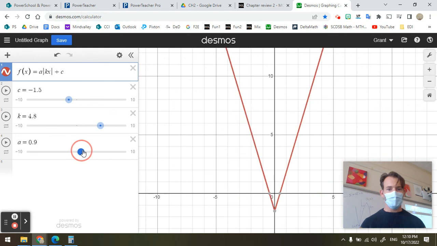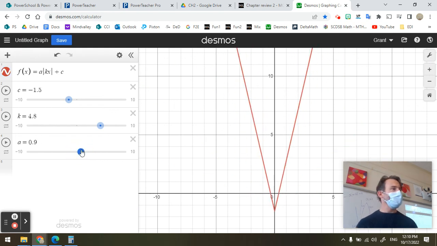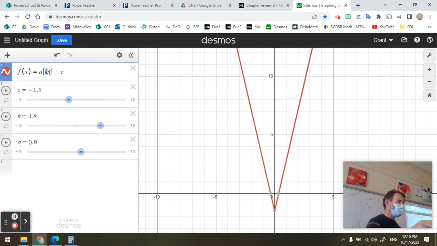How are K and A that much different? Well, one is multiplying the input and one is multiplying the output. So if you think about that algebraically, if k is negative, then it's going to produce a negative value inside that absolute value sign. But the absolute value sign strips away the negative anyway. So k is subject to the machinery of the function, and a is not. A is just changing the output.